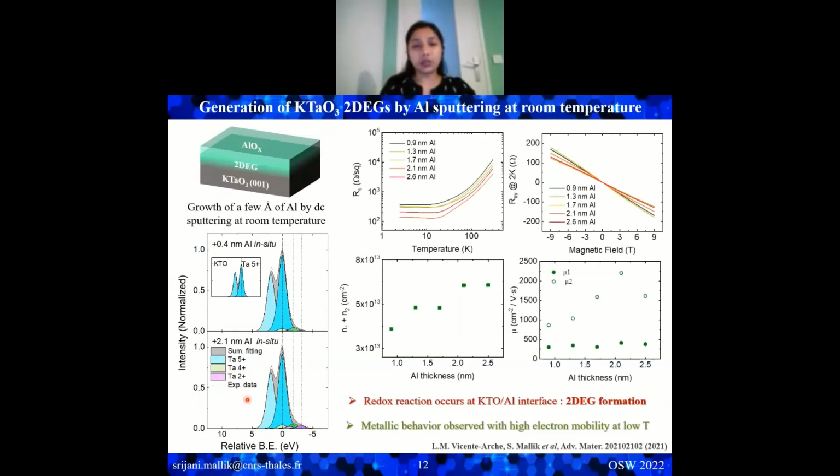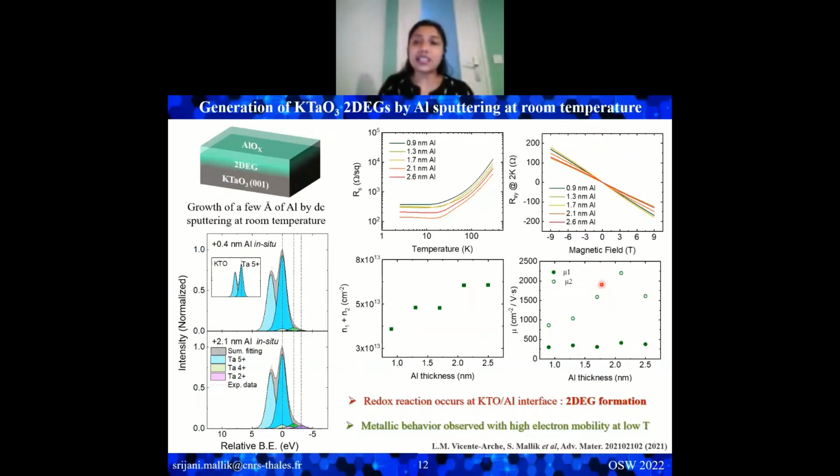And then we did the magnetotransport measurement, which also shows us the very nice metallic behavior of the 2DEG. From the Hall measurement, we calculated the carrier density for these samples as well as the mobilities. And in this case, we saw that the mobilities are of similar order of magnitude in the case of the aluminium strontium titanate samples. So aluminium STO samples and aluminium KTO samples, they both gave us a similar order of magnitude for the mobility.